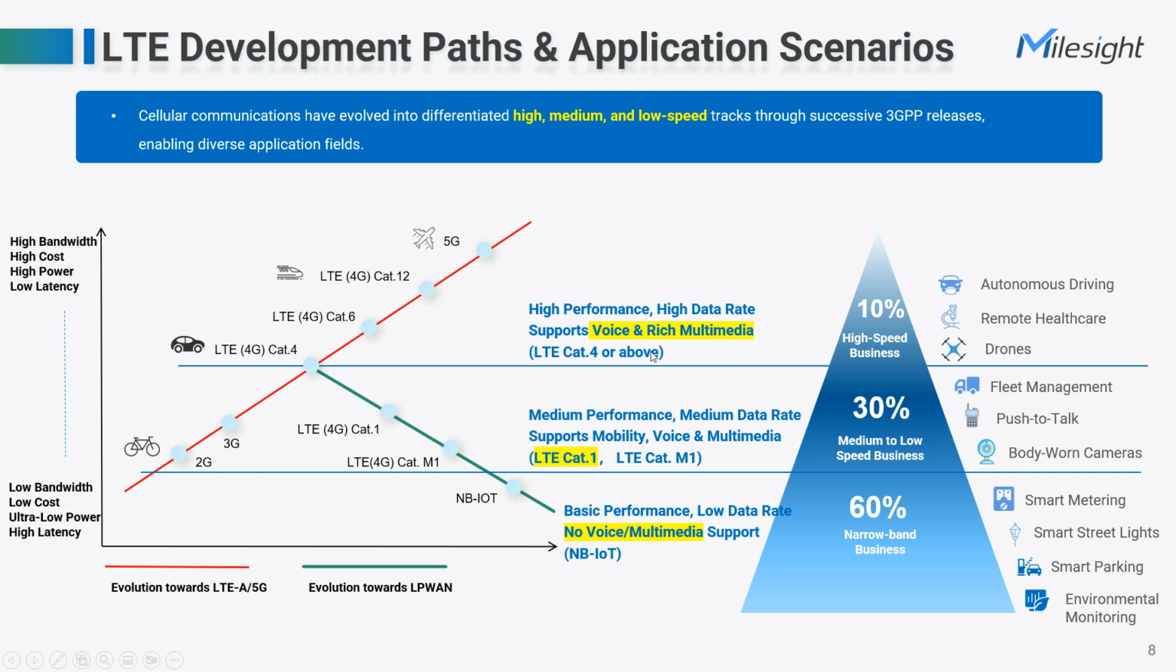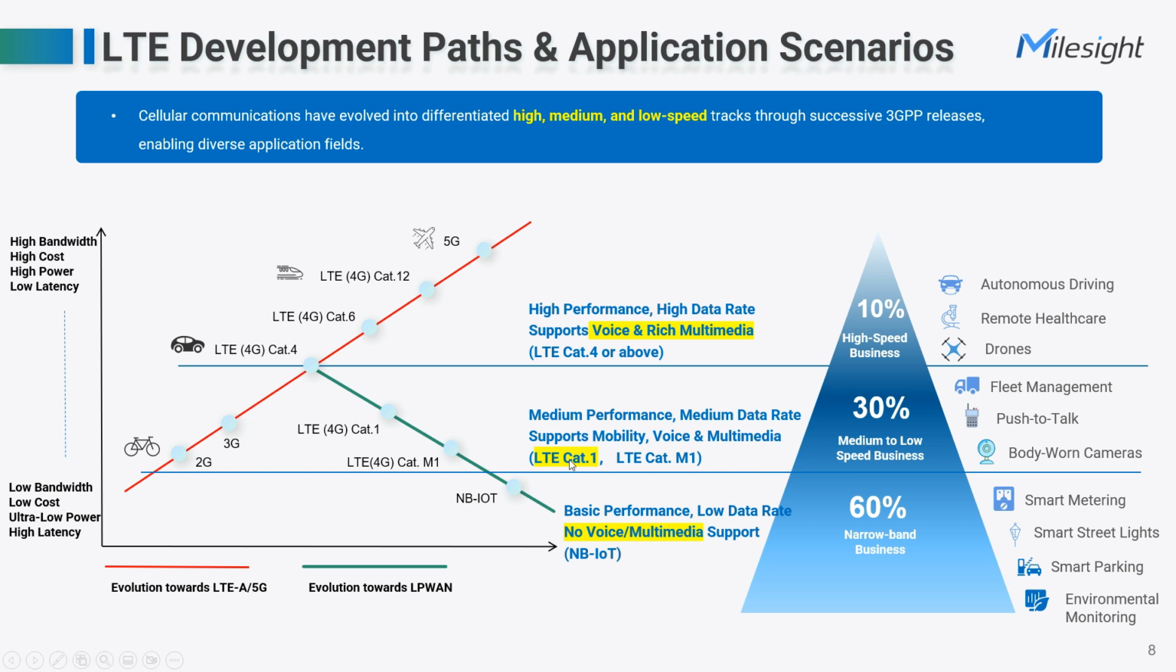Now let's look at the diagram on the right. This illustrates what we often call the 60-30-10 rule for IoT connections. Basically, it breaks down like this. 60% of all IoT connections will be handled by low-speed narrowband networks. 30% will need a mid-tier, medium-speed network, and only about 10% will require a true high-speed connection. So, where does that leave our technologies? LTE Cat 1 is perfectly positioned to capture that 30% of mid-speed applications.